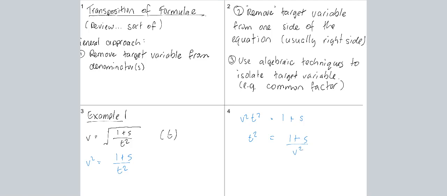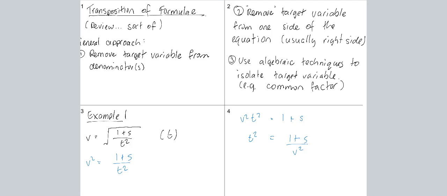Boom, boom, shake the room. Are we done? We've got t by itself. There's nothing else on the left-hand side. And so are we done? Because we have to square root both sides as well, right? We were asked to make t the subject of the equation, not t squared. T squared is a different value to t. If you don't know that, then I'll give you $3, you give me $9, and we'll call it even.